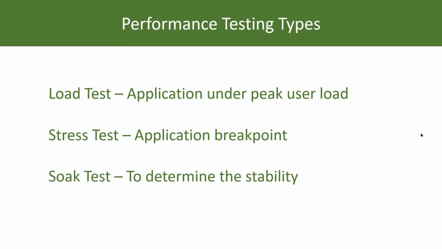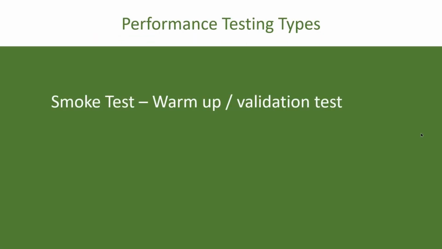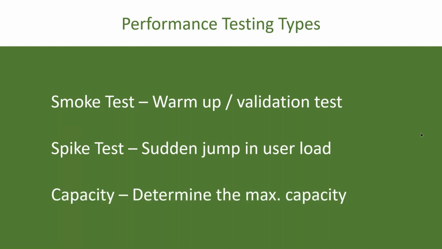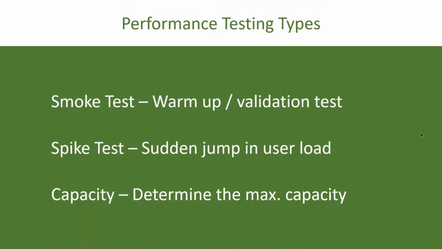Soak test is to determine the stability of the system, also called endurance. Smoke test is usually for warm up and validation testing. Spike is to simulate a sudden jump in the user load. We'll be designing all this in the scenario design. Capacity test should determine the maximum capacity of that particular system without any major performance degradation. We will be discussing all of this in the upcoming session.